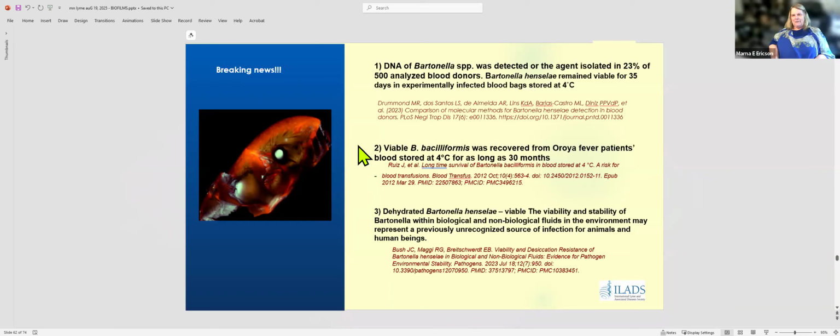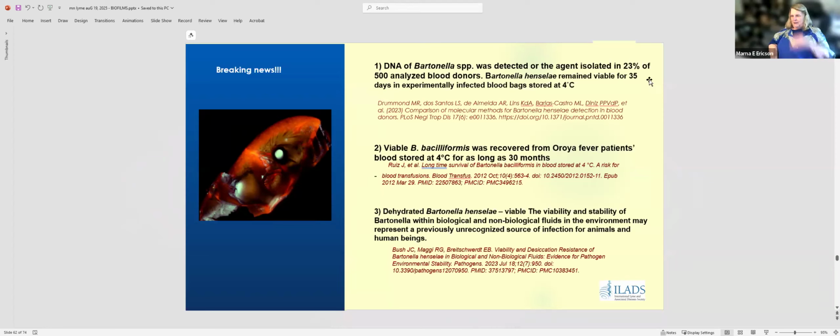Everything's related to the biofilm, but these aren't. So this talks about how they found Bartonella DNA. This is in Brazil, where they looked at bags of blood from 500 so-called healthy blood donors, and 23% of them carried Bartonella.